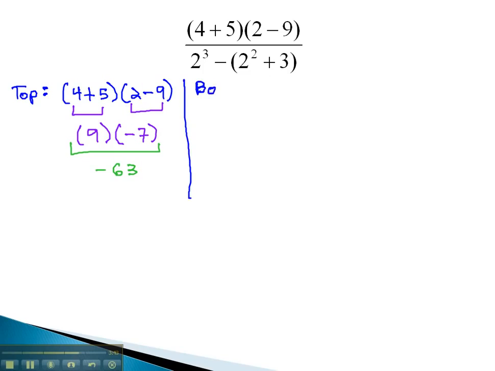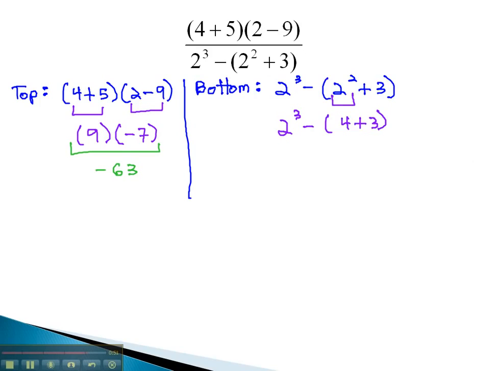We're ready to look at the bottom. The bottom has 2 cubed minus (2 squared plus 3). Again, order of operations starts us in the parentheses. And again, we start with the exponents. Now we have 2 cubed minus (2 squared, which is 4, plus 3). Now we finish the parentheses, adding the 4 plus 3.